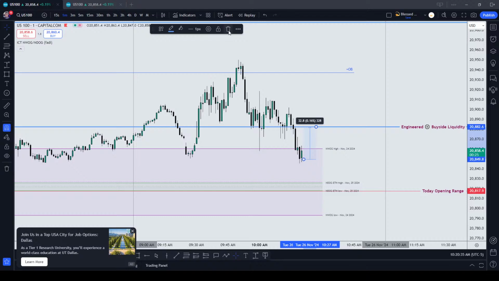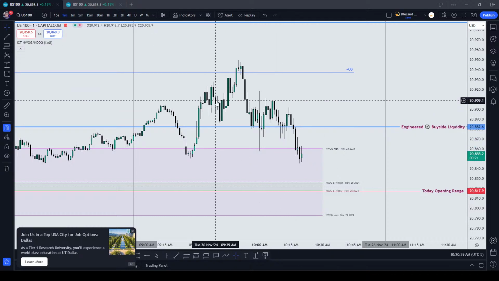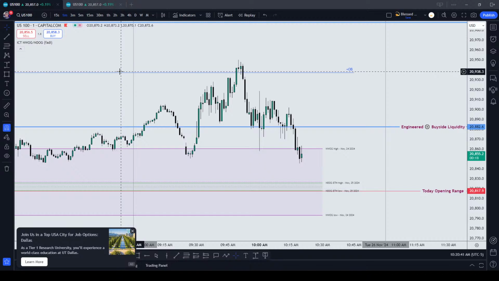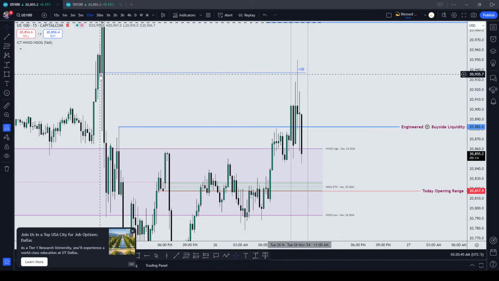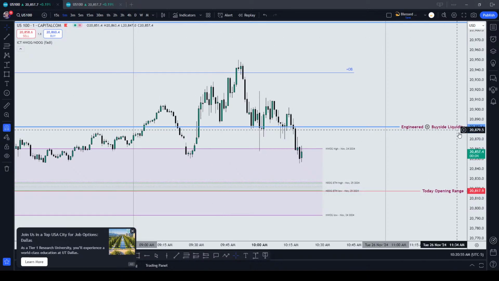So okay, let's continue this. So it tapped into what, a higher time frame. Let's go back to the 15 minutes. So right here, price did what, tapped into a higher time frame PD array. Then we would like to see a setup being formed.